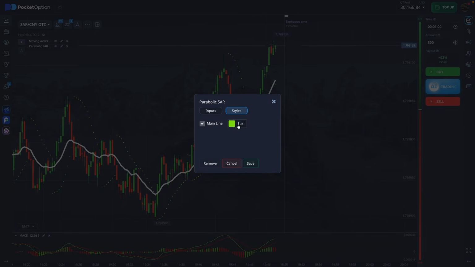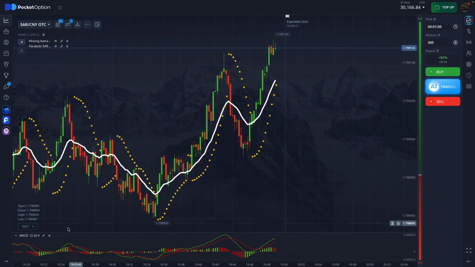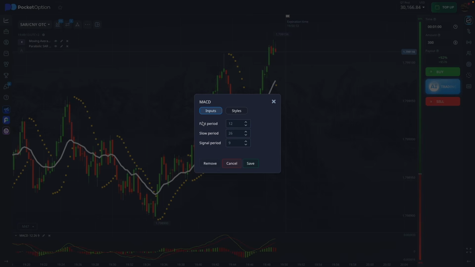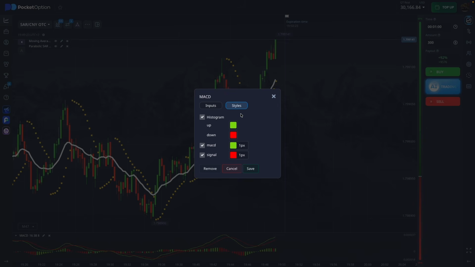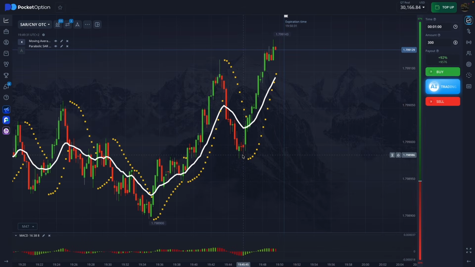After that, I go to Styles and change the style of this chart as well, just to make it more noticeable for me. And the last indicator I will set up is the MACD indicator. Here, I change the fast period to 16 and set the slow period to 38. Meanwhile, I reduce the signal period to 8. Then, I move to the Styles tab, and here I only leave the MACD histogram. So, I turn off these lines below, after which I click the Save button.